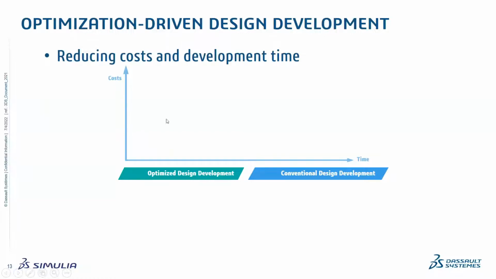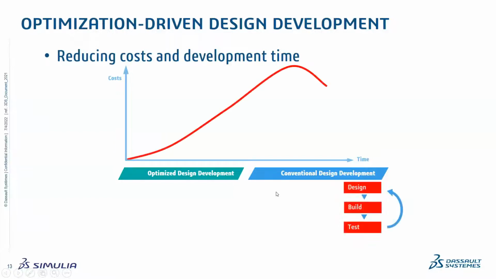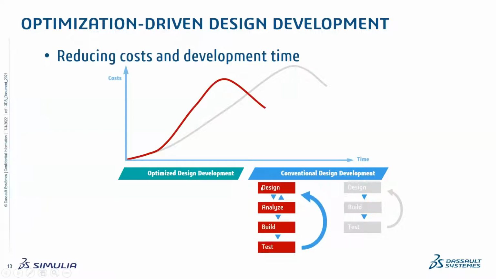Why do we do optimization? Basically to reduce your cost and your time as well. In the regular conventional method, you design it, then you build it, and then you test it. After some time, analysis came into the picture, where you design first, then you analyze it, then you build it and finally test it. This way you are reducing both some level of cost and time.